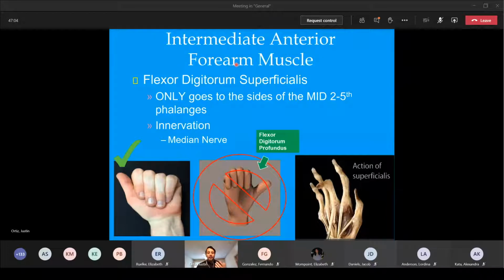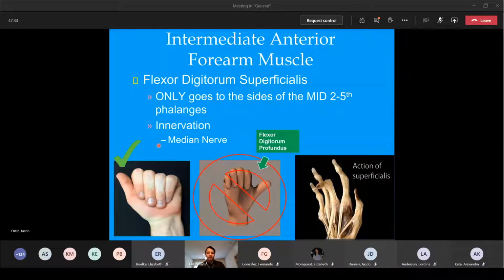So here's a little summary slide. So the intermediate anterior forearm muscle. So remember, again, we talked about the superficial. You have in total 8 anterior forearm muscles. It's going to be broken up into 4 minus 1 equals 3. The 4, which would be pass, fail, pronator teres, flexor carpi radialis, palmaris longus, and then flexor carpi ulnaris, right? So then the intermediate anterior muscle is going to be the flexor digitorum superficialis. It only goes to the sides of the middle 2 through 5th phalanges, right?